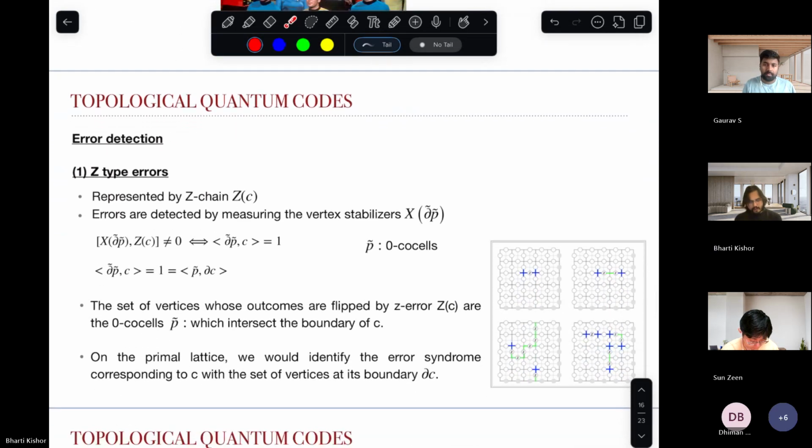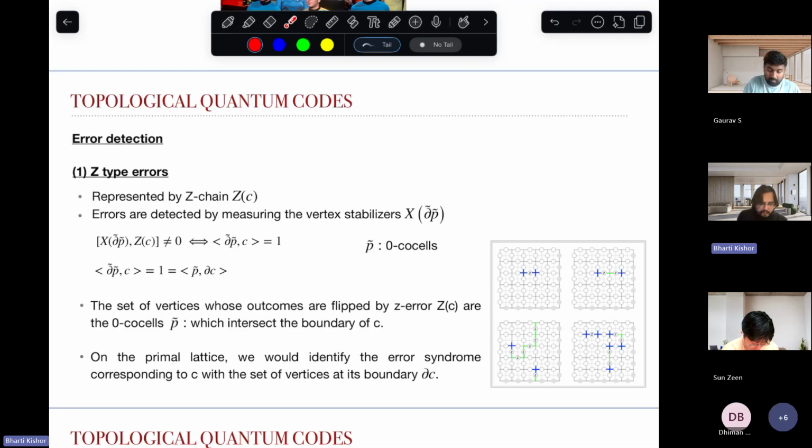Okay. So now let's look at Z type errors. Z type errors will be represented by some Z chain, like ZC. And when errors happen, when you measure the corresponding stabilizer, so let's say a Z error happens, and when you measure the vertex stabilizer, which corresponds to X, it should not commute. And only then do you declare that an error has occurred.